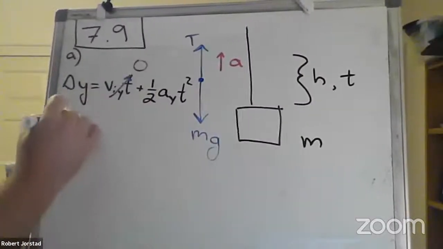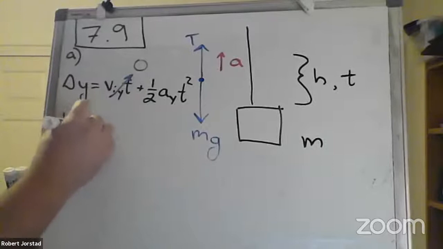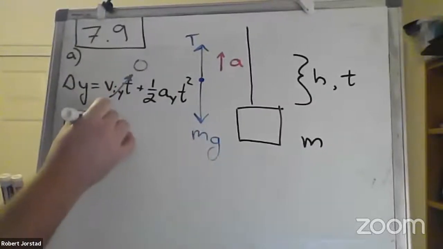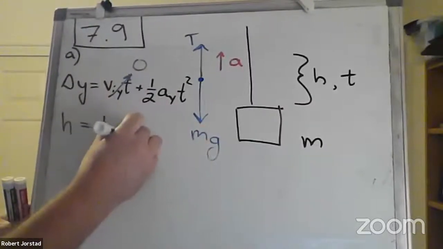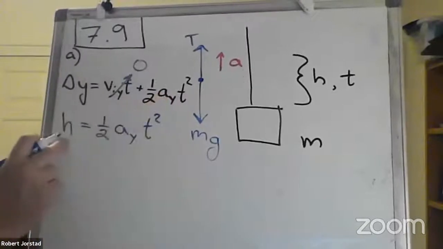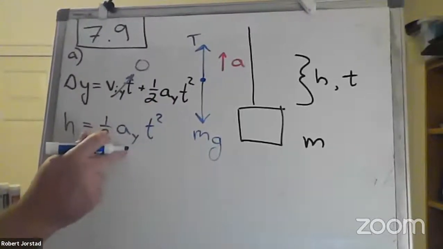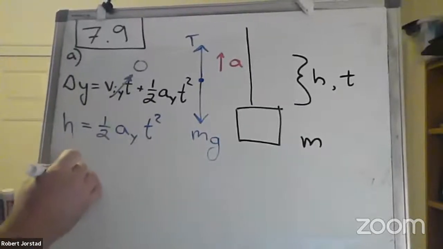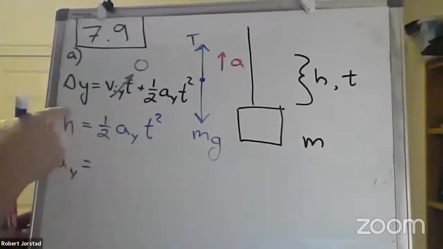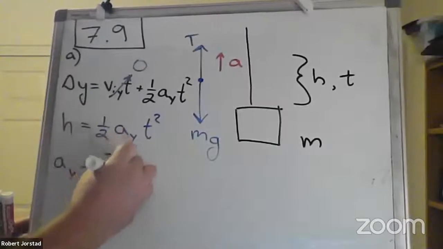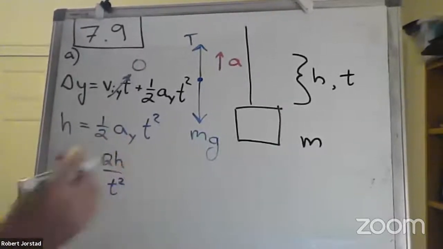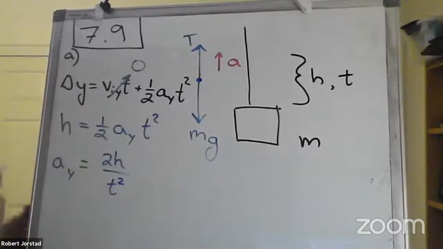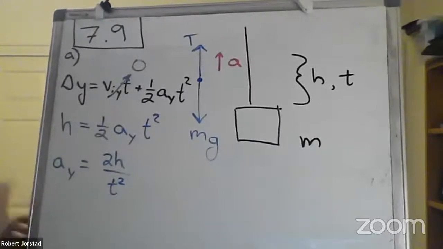So now in this case, delta y is positive h because we're going up h. We have 1/2 a sub y t squared. H is known, t is known. We got a y. Flip that around, and I think it's going to be 2h over t squared. So that I don't screw up later on, what should I check right away? Units. Yep, meters per second squared looks good.